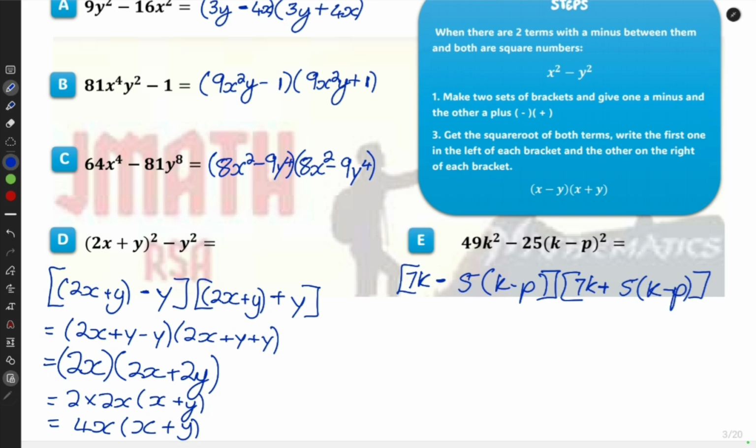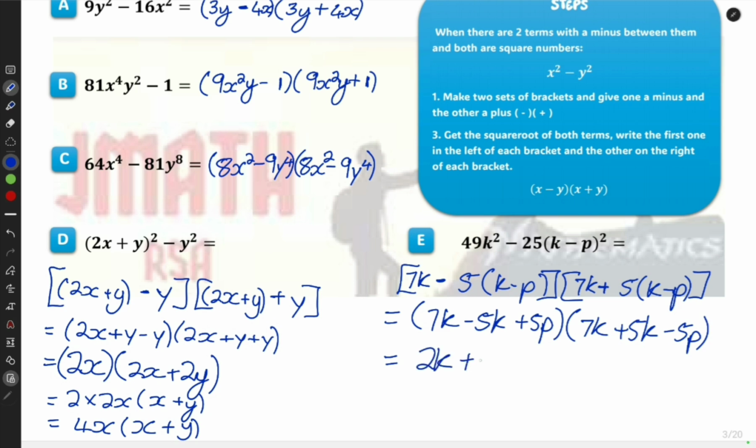Okay, so there the difference of squares are done, but now I need to make sure it's simplified and there aren't brackets in brackets. So final answer in this case would be 7k minus 5k plus 5p, and then 7k plus 5k minus 5p. Okay, so this isn't actually the final answer because there's like terms in the brackets. So now I promise this is the final answer. So 7 minus 5 gives me 2k plus 5p. Just put that in a bracket. And then with the other one, 12k minus 5p. There we go. That is the final answer.